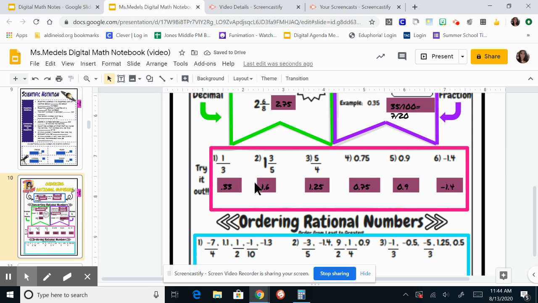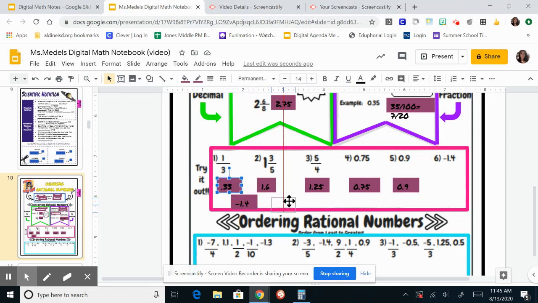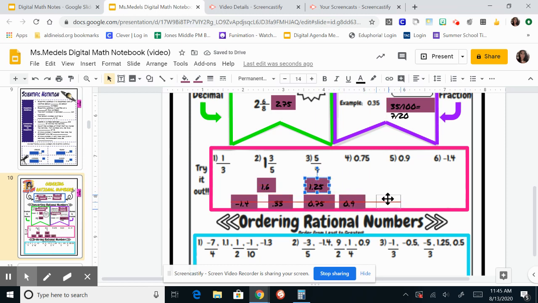Another suggestion that I have for you guys is when you are ordering, think about this like money. So this is 33 cents, $1.60, $1.25, 75 cents, 90 cents. And when you have negative numbers, that's like you owe that money, so you don't have it. So if I were going to order these from least to greatest, obviously my negative number would be first. After that, my next smallest number is going to be that 33 cents, and then 75 cents, and then 90 cents, and then my $1.25, and then finally my $1.60. I'm going from least to greatest.